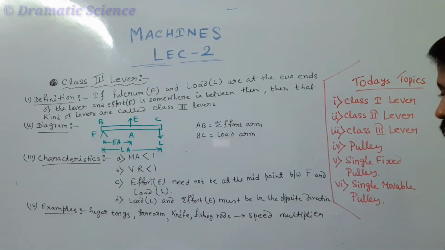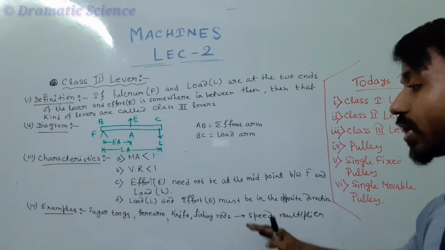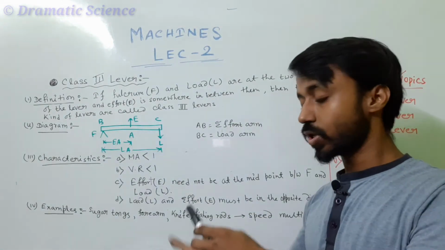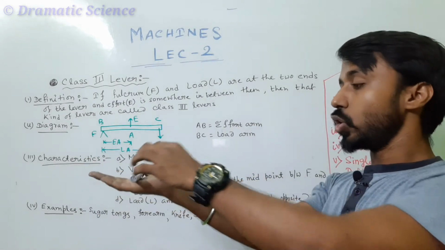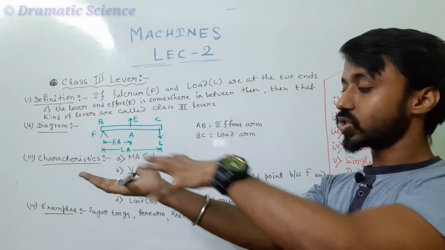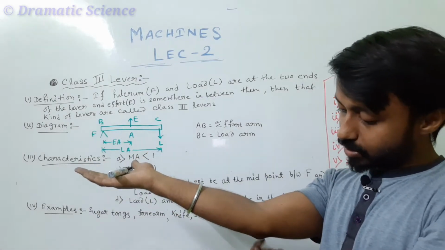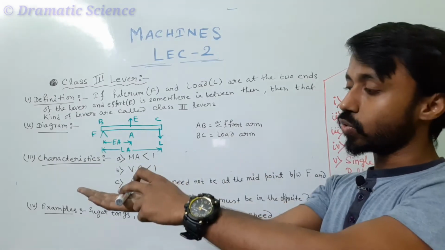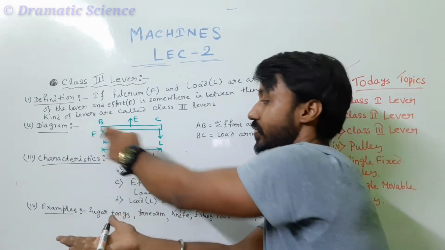Okay, examples: sugar tongs, forearm, knife, fishing rod, and these are used as speed multiplier. Let us take an example of forearm. Suppose I am lifting a load over here. So in the case of forearm, fulcrum is present here and load is here. So fulcrum and load are at two ends like this.